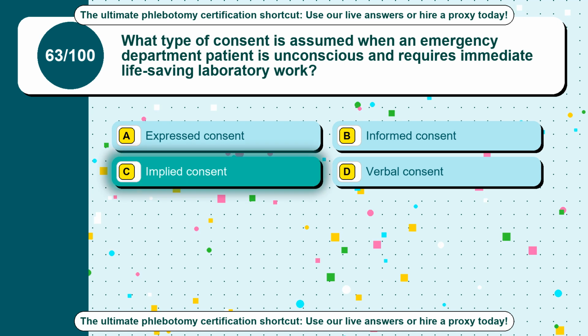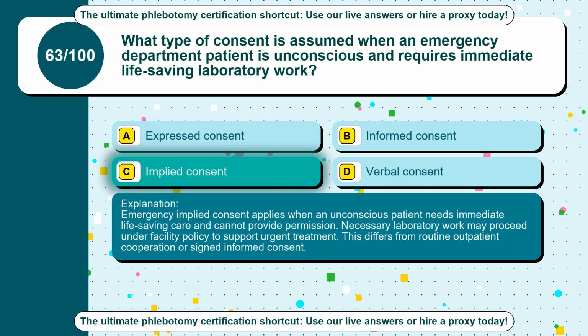The correct answer is option C. Implied consent. Emergency implied consent applies when an unconscious patient needs immediate life-saving care and cannot provide permission. Necessary laboratory work may proceed under facility policy to support urgent treatment. This differs from routine outpatient cooperation or signed informed consent.